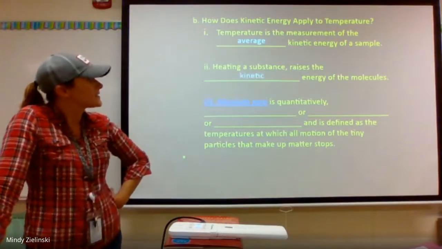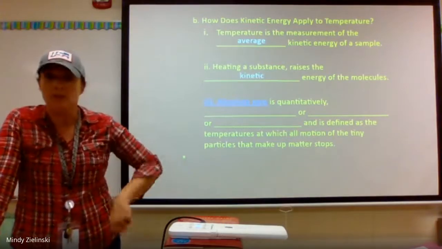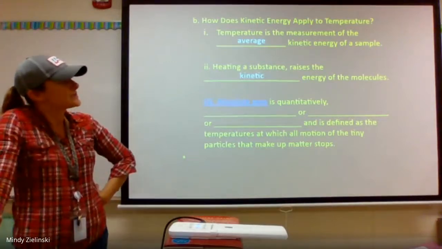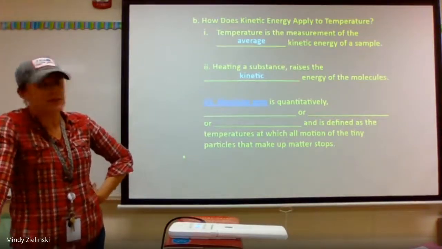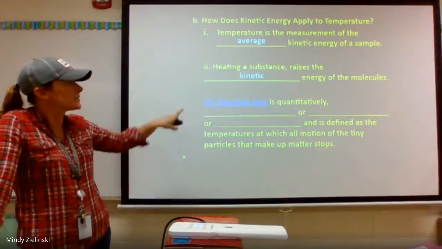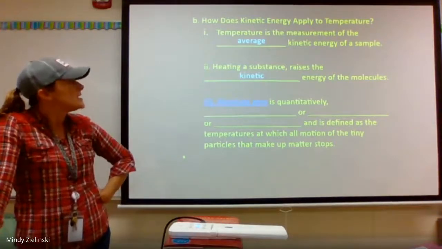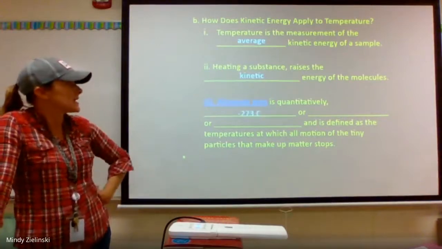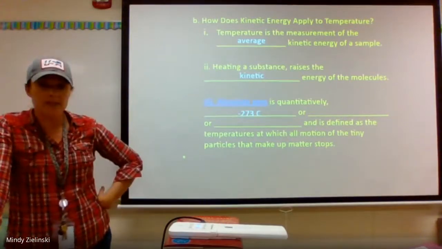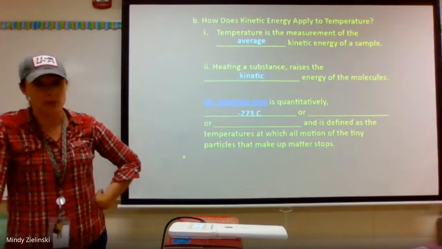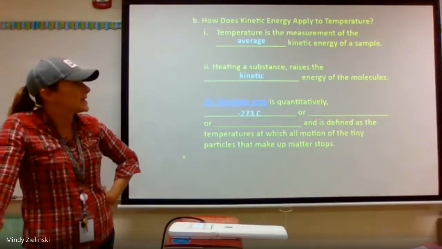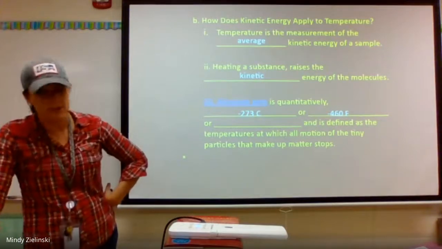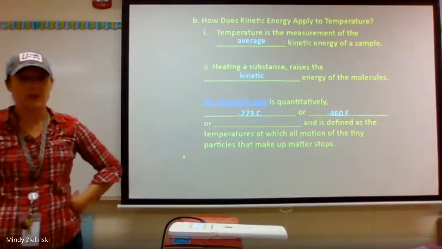Heating up a substance is going to raise its kinetic energy. It's going to make it move faster. We saw that impact. And then there's this strange number that's given to temperature that's called absolute zero. And we're going to watch a little video here in a second about it. But absolute zero is quantitatively, so numerically, described as negative 273 degrees Celsius. That's really, really cold. If we were to look at that in Fahrenheit, that's negative 460 degrees Fahrenheit. So crazy cold. We're never going to reach that on the planet Earth, I hope.